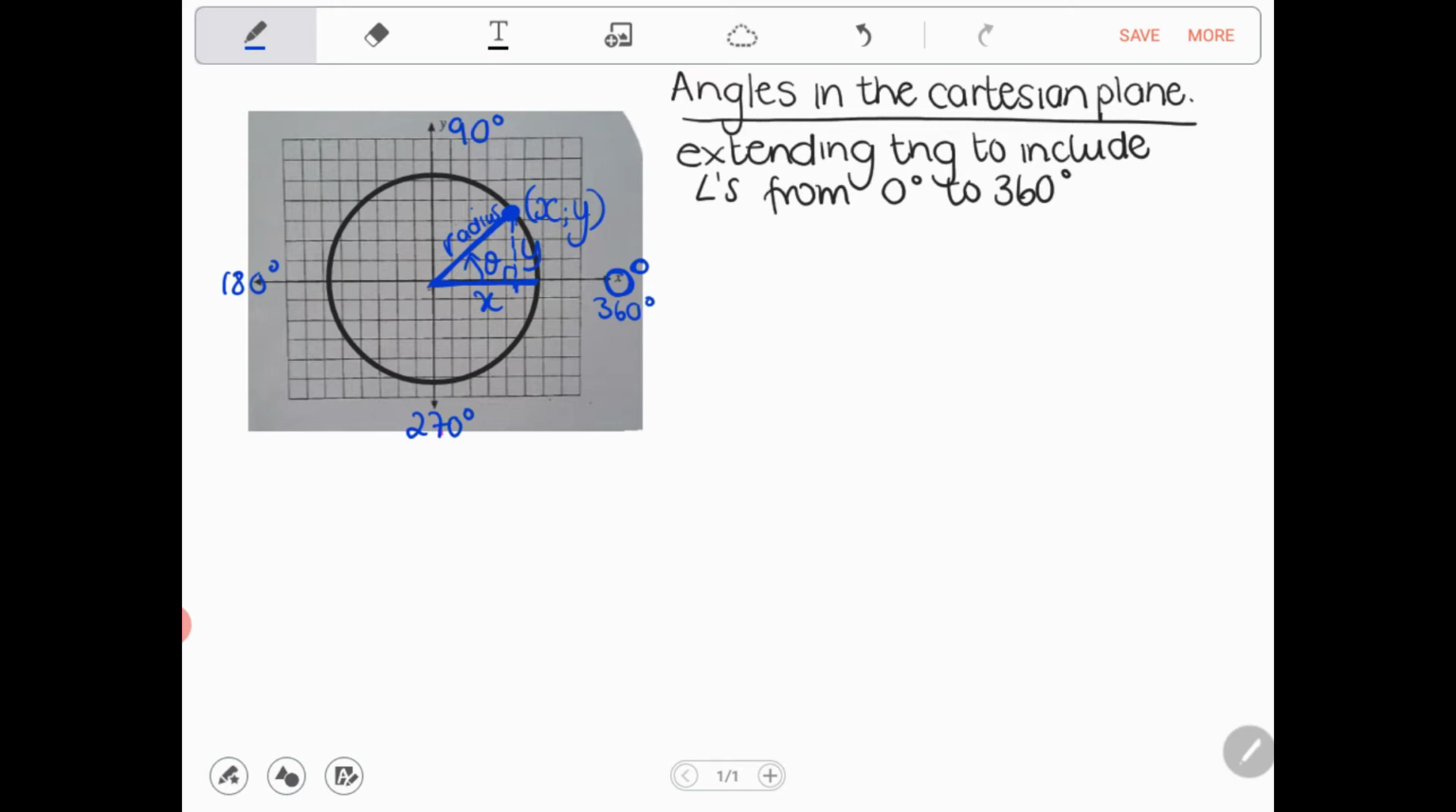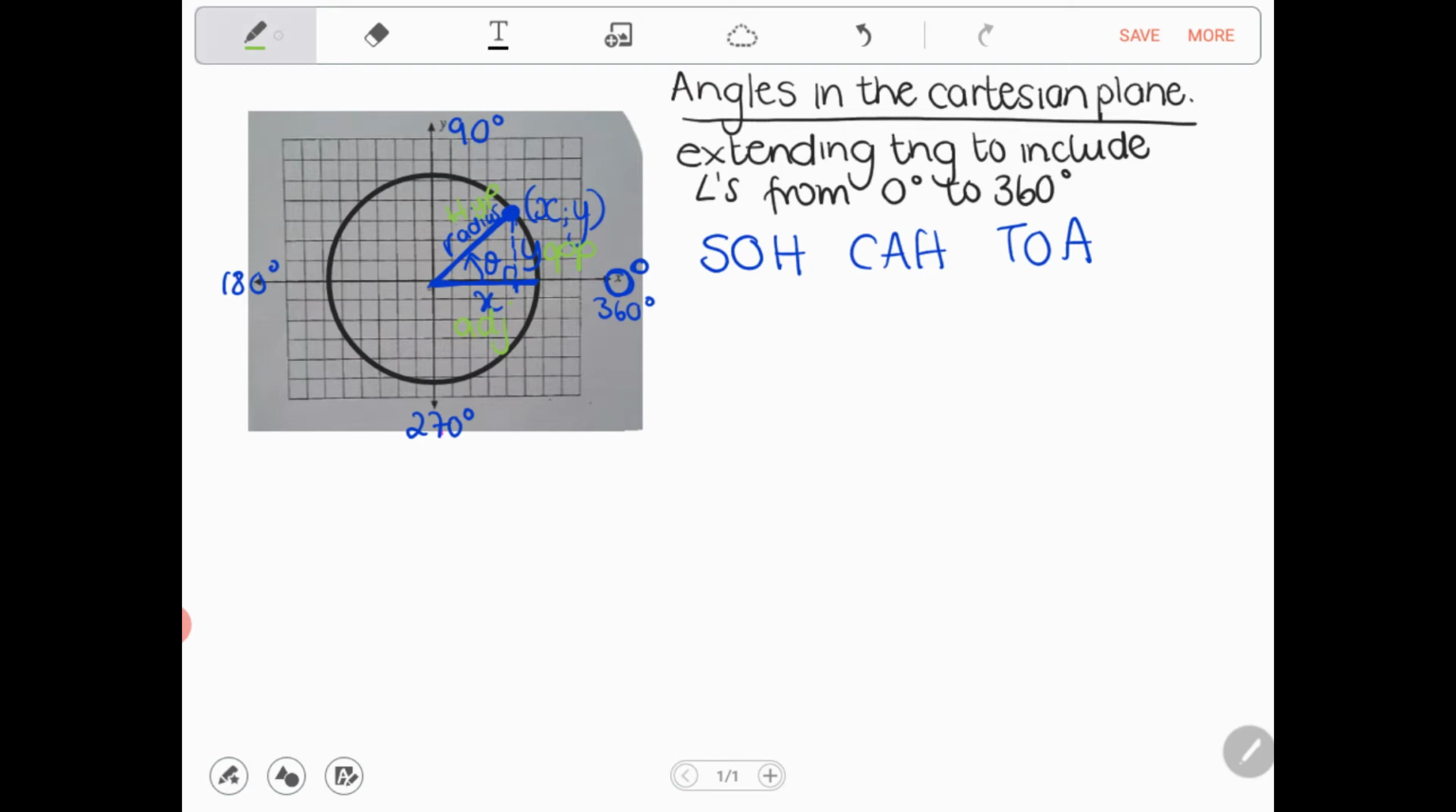So what we do is we extend our SOHCAHTOA to be able to use the x, the y, and the r. And I don't know if you can see that for theta, the y would be the opposite. Okay, so this would be the opposite. The x would be the adjacent. And the r would be the hypotenuse. So I could still use opposite, adjacent, and hypotenuse, but when I go onto Cartesian plane, it's better to change it into x, y, and r.